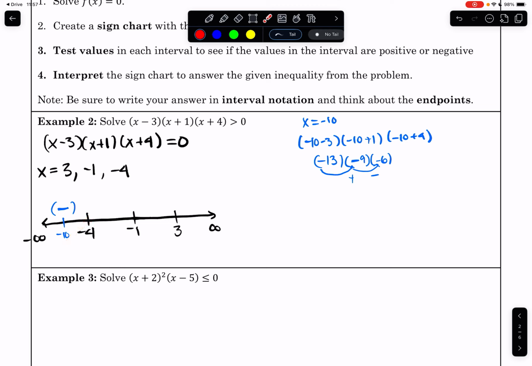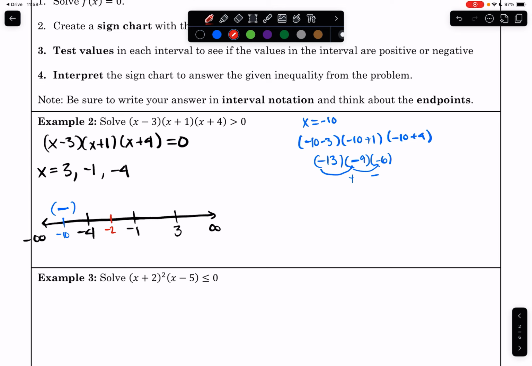Now, to figure out whether the graph is above or below the x-axis on the interval of negative 4 to negative 1, we're going to do the same thing, but this time use a number that falls within that boundary. So between negative 4 and negative 1 is the number negative 2, for example. We could pick negative 3, or negative 2.5, any number, but I'm going to pick negative 2. So let's see what's happening there. I'm now going to have x equal to negative 2.